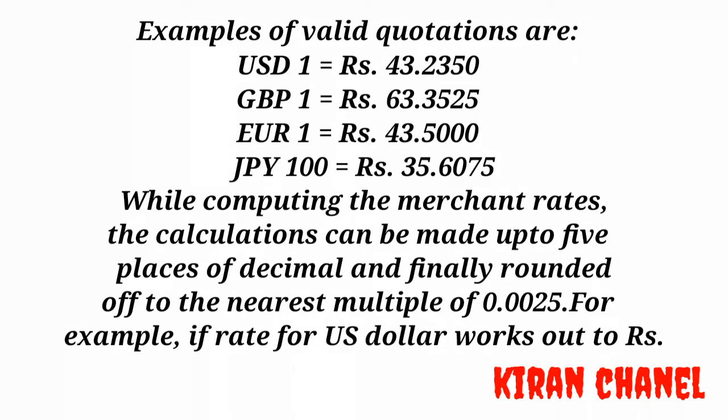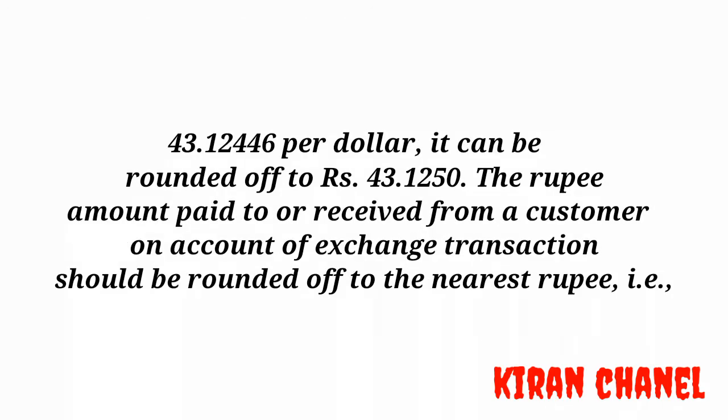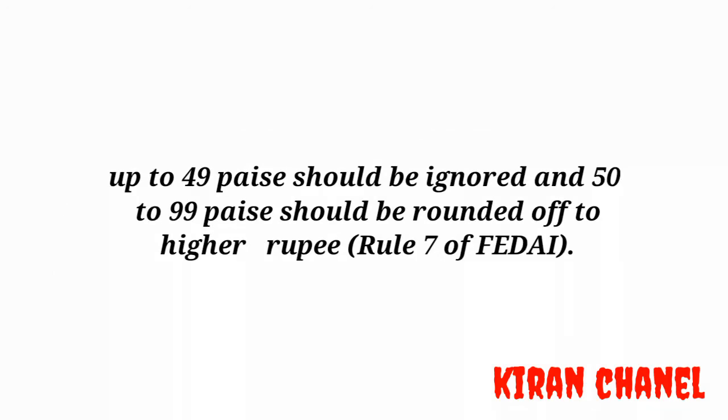While computing the merchant rates, the calculation can be made up to 5 places of decimal and finally rounded off to the nearest multiple of 0.0025. For example, if the rate of US dollar works out to Rs 43.12446 per dollar, it can be rounded off to Rs 43.1250. The rupee amount paid to or received from a customer on account of an exchange transaction should be rounded off to the nearest rupee, i.e., up to 49 paisa should be ignored and 50 to 99 paisa should be rounded off to the higher rupee.